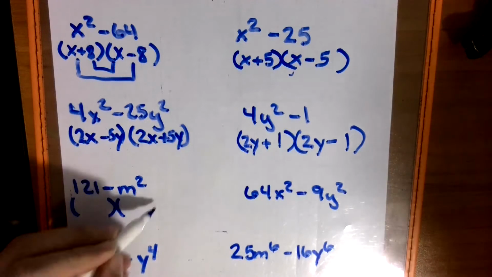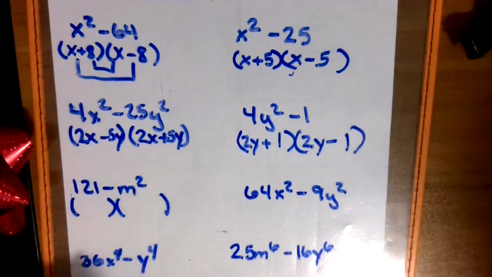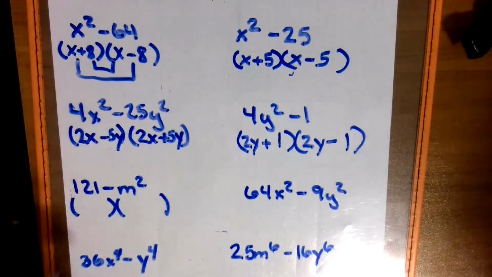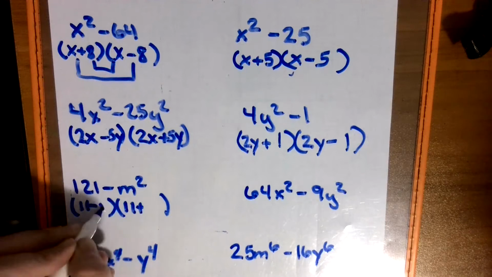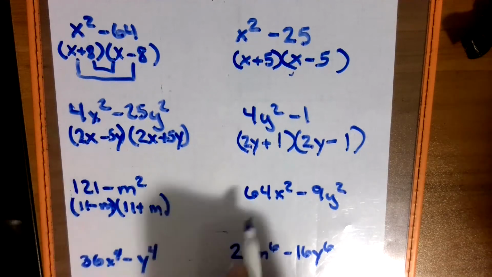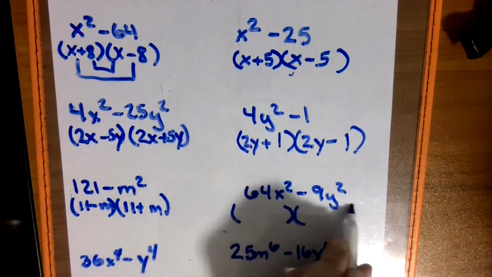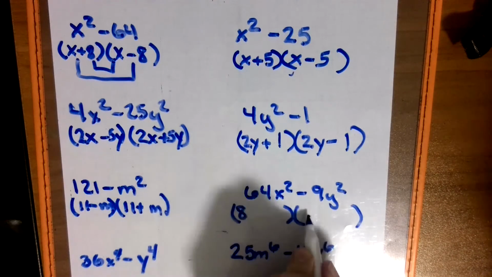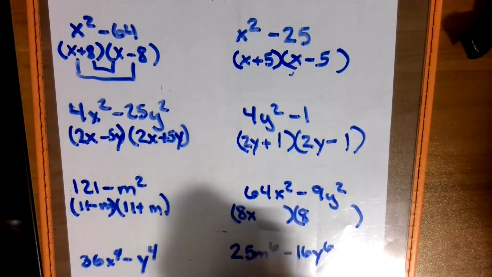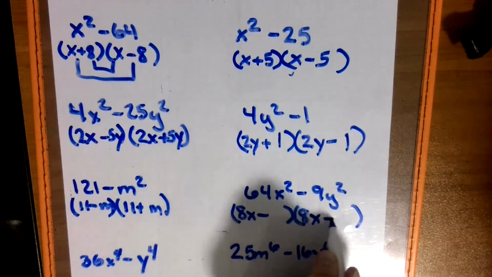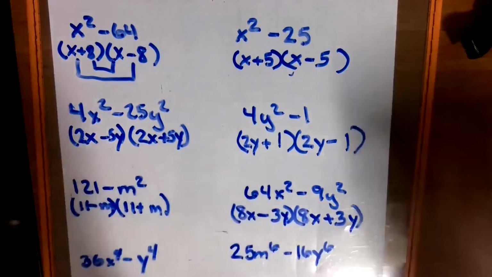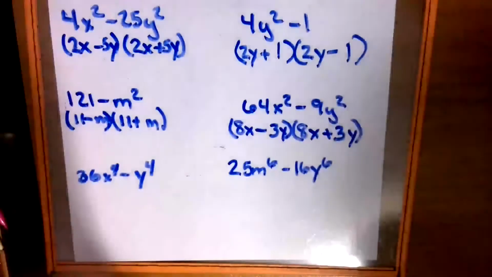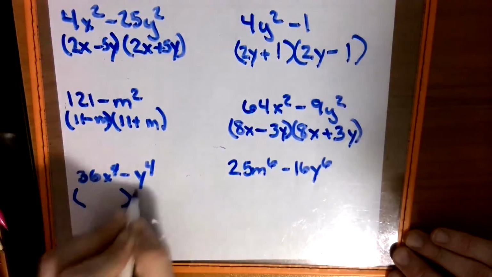We can look at them backwards. This is just a different way of looking at it. So when we look at this, we have 11 and 11, minus, plus, m and m. Done. Same thing here. Splitting 64, 8 times 8, an x, a minus, a plus, the square root of 9 is a 3, split the y's, a y and a y.